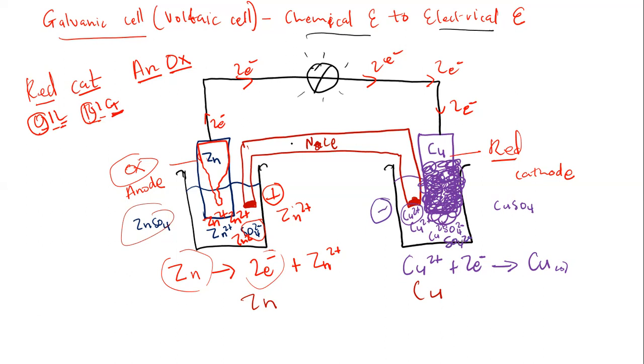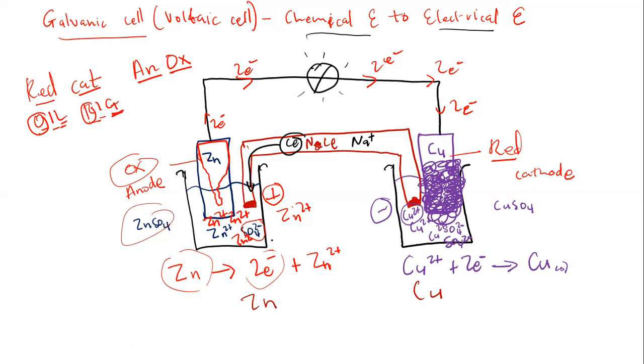Remember, I said to you, in this salt bridge, we need an ionic compound. This ionic compound, in this case, I chose to use sodium chloride. Now, this sodium chloride will dissociate into its ions, meaning we're going to have Cl minus ions and Na plus ions in this salt bridge. Now, the Cl minus ions will be deposited in the side of the salt bridge.